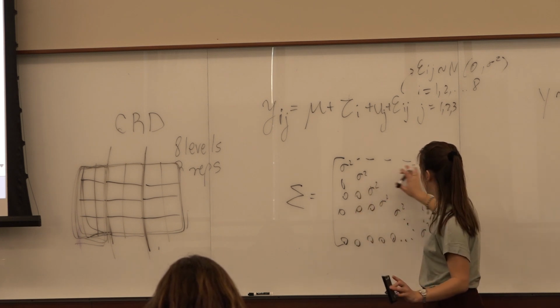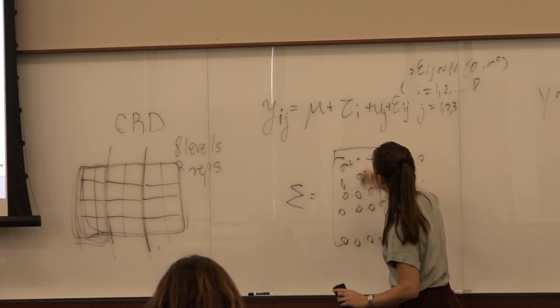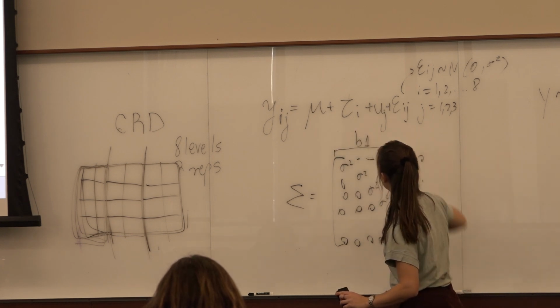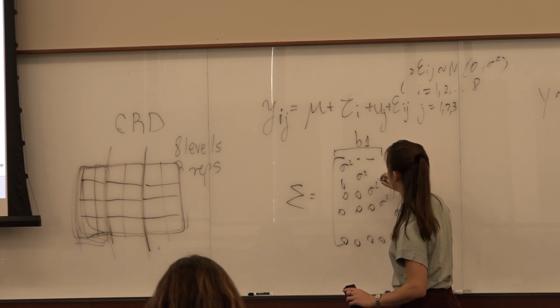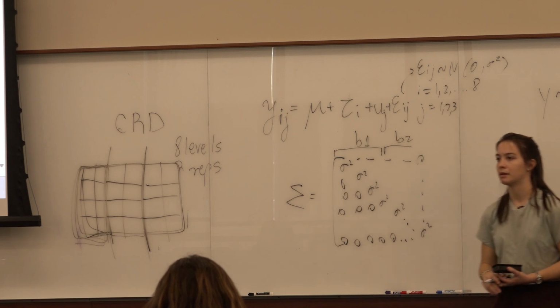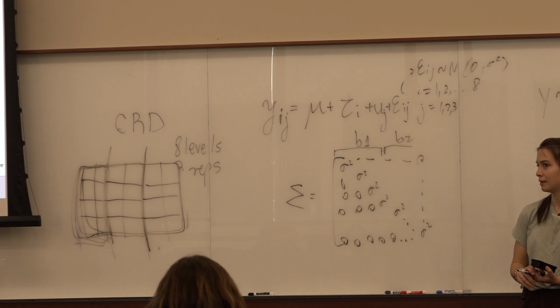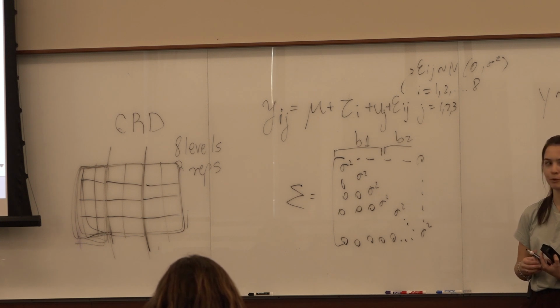How does this look like? Let's say that the first 3 observations are from block 1, and these are from block 2. This gets a little bit more tricky.